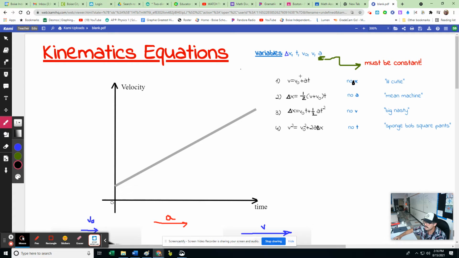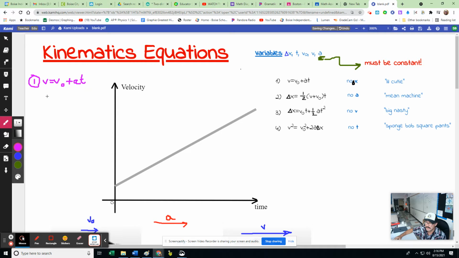Okay, so I'm going to start this one. And maybe I'll do it right here. Let's do it in purple, so it's really exciting. So we're going to come up with equation number 1 here. So what that looks like is v equals v0 plus at.